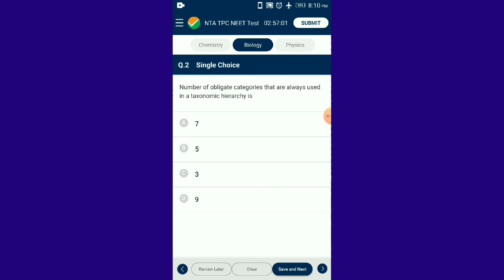Question number 2. The number of obligate categories that are always used in a taxonomic hierarchy is. Taxonomic hierarchy is the system of arrangement of taxonomic categories in descending order. It was introduced by Linnaeus in 1751, who initially proposed 5 categories such as class, order, genus, species and variety. However, variety was omitted and 4 new categories were introduced. Thus, the 7 obligate categories in descending order are kingdom, phylum or division, class, order, family, genus and species. So the answer is option A. There are 7 categories.